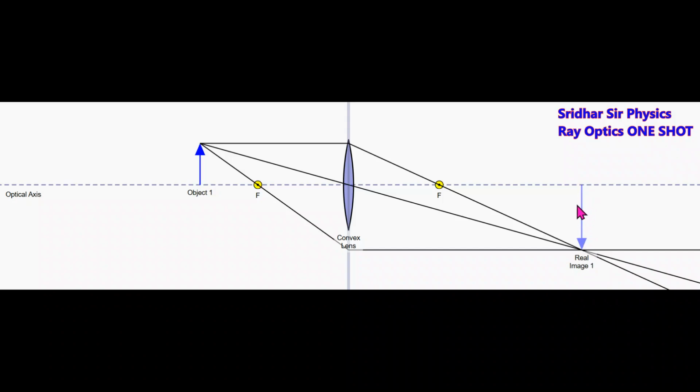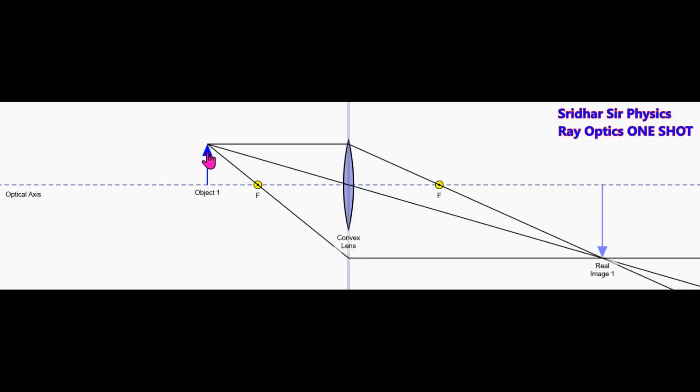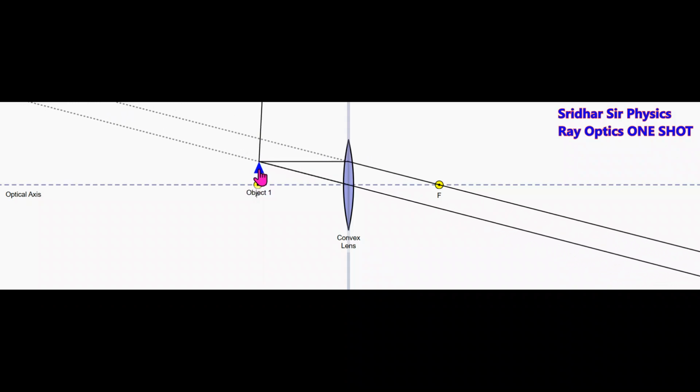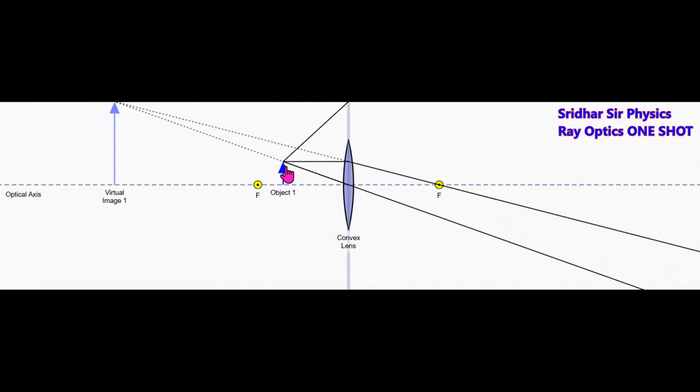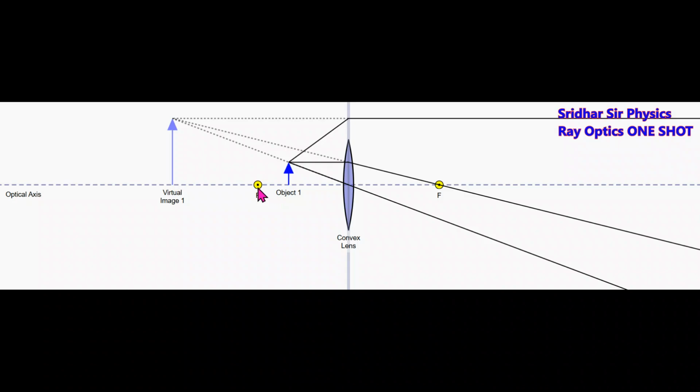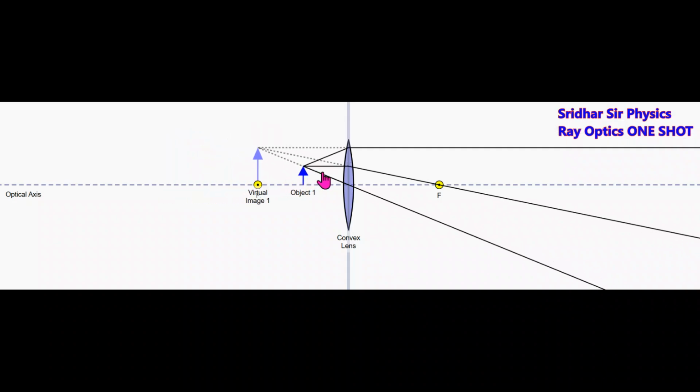real, inverted and magnified. If object is at focus, the image will be at infinity. Then if object is at less than focal length, between pole and focus, the image will be virtual. This is a basic idea. So as you move, it will be like this.